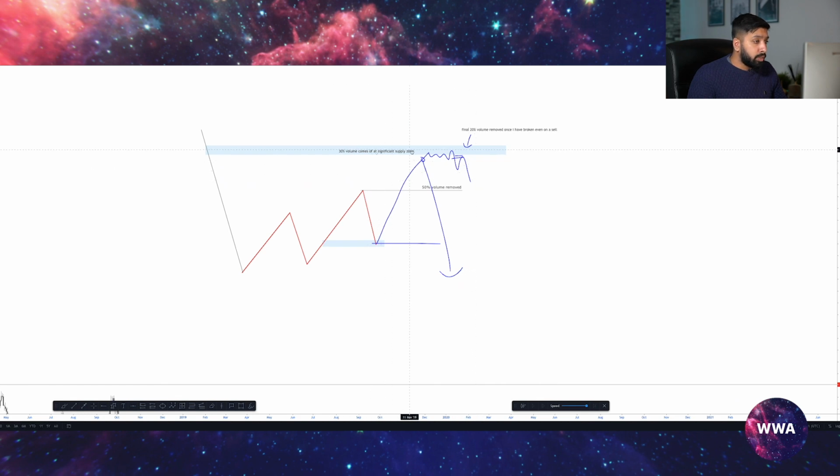So this supply zone, market might come into this supply zone, give this reaction here, maybe a mini distribution on a smaller time frame, and I enter on the UTAD or the test of the UTAD. Once I've broken even on that position, I can close off the final 20% volume that I have remaining from these buys here. With that, I'm going to end off today's video.